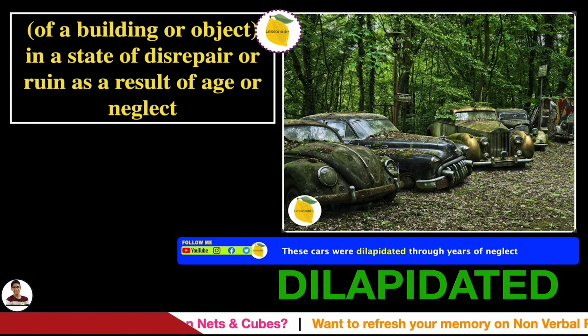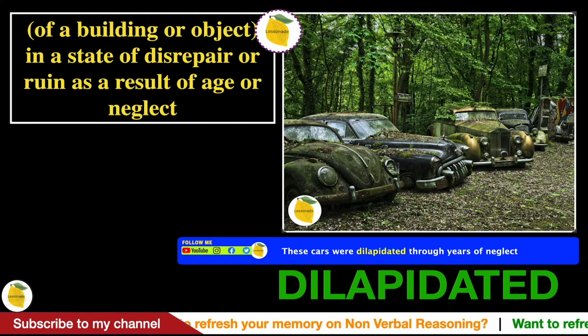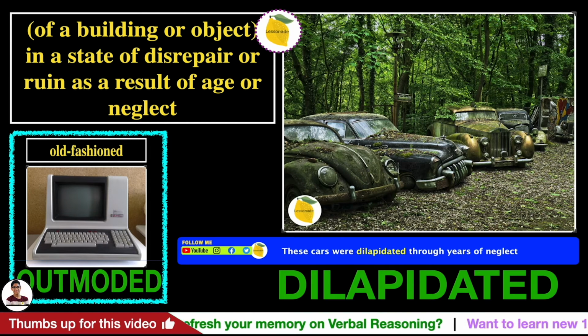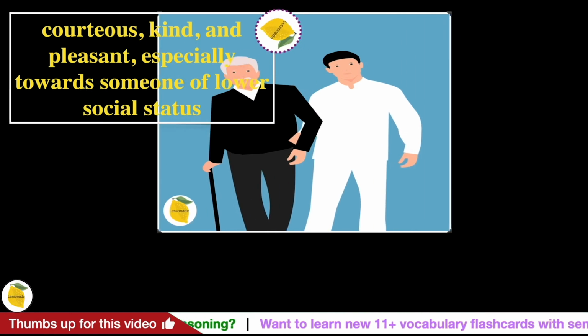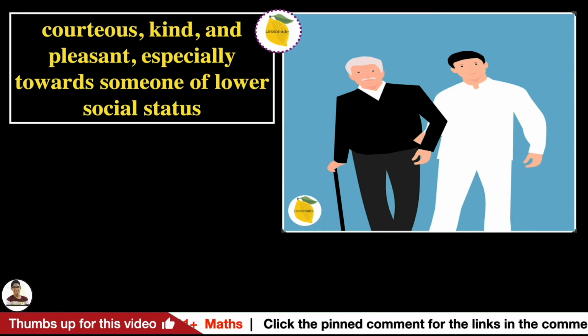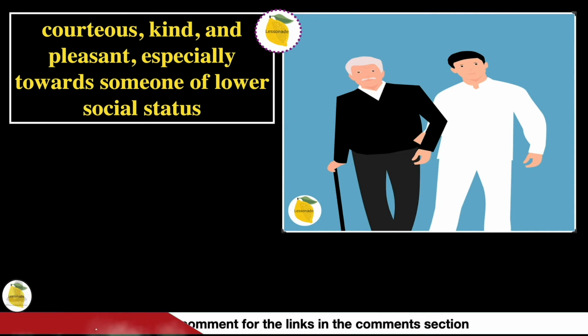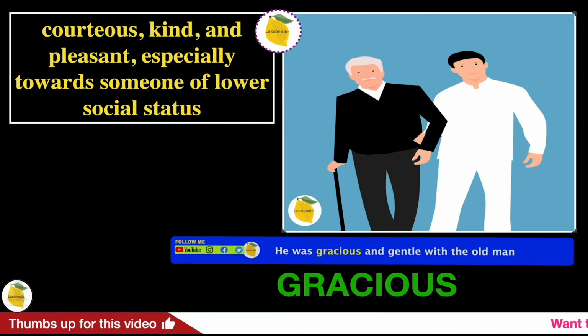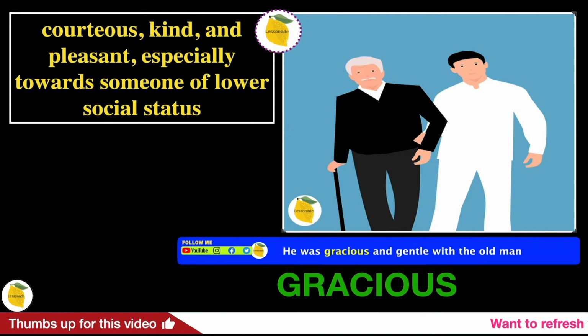So once again, before we go on to the next one, let's try to recall the previous slide, and the previous slide is outmoded. Let's go on to the next one. The next definition we have is courteous, kind, and pleasant, especially towards someone of lower social status. In this picture, we can see someone who is courteous, kind, and pleasant, especially towards someone of lower status, and therefore the word will be gracious. And the sentence for this word is, he was gracious and gentle with the old man.